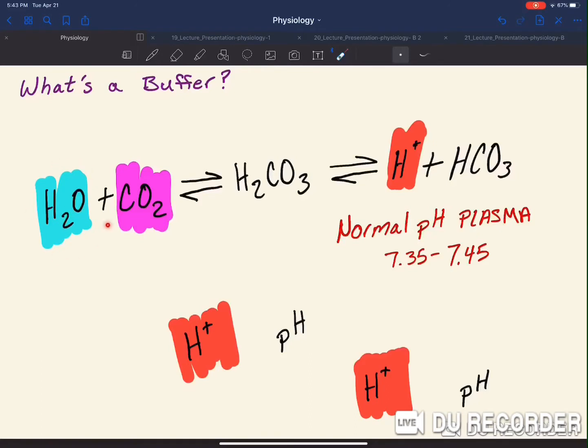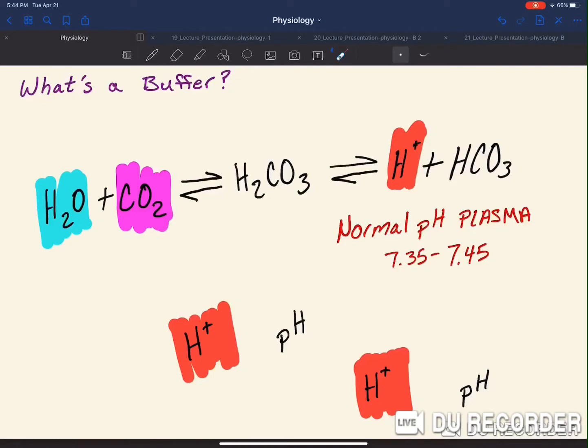So H2O is in excess in our body. We always have a bunch of that. So then if our CO2 levels change, that's going to affect things, just as well as if our hydrogen levels in the body change, that's going to affect things. So the normal pH of our blood plasma is 7.35 to 7.45. Might vary based on your school, but this is what we're going to use.